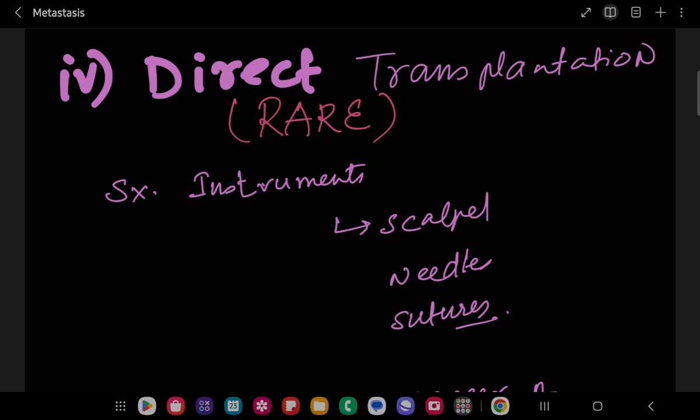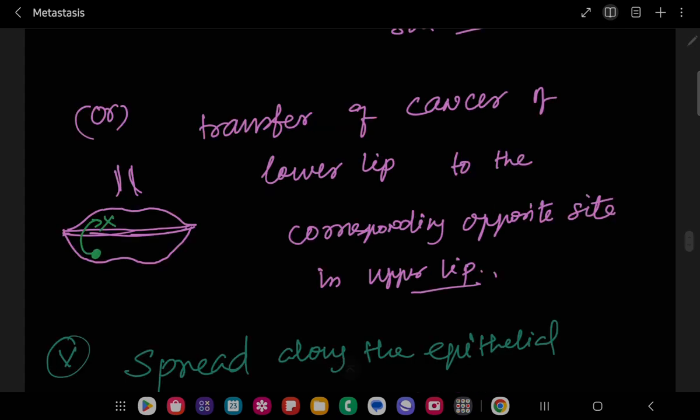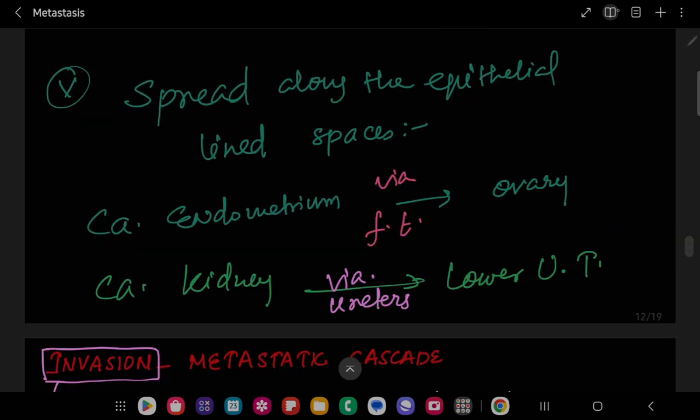Okay, now coming to direct transplantation, it is rare. It happens through the use of surgical instruments like a scalpel, needle and sutures also. Or you can see, like, transfer of cancer of the lower lip to the corresponding opposite side in the upper lip, right. The fifth one is spread along the epithelial lined spaces. Carcinoma endometrium spreads via the fallopian tube to the ovary, and carcinoma kidney spreads to the lower urinary tract via the ureters, right.